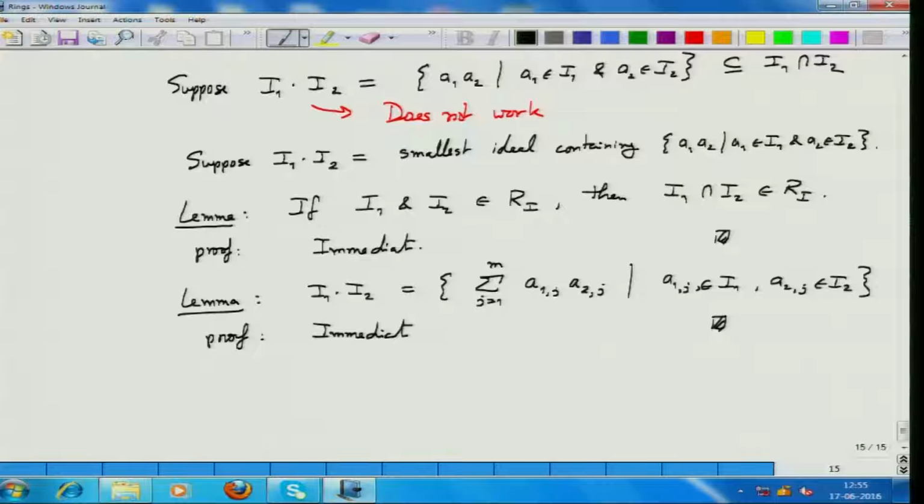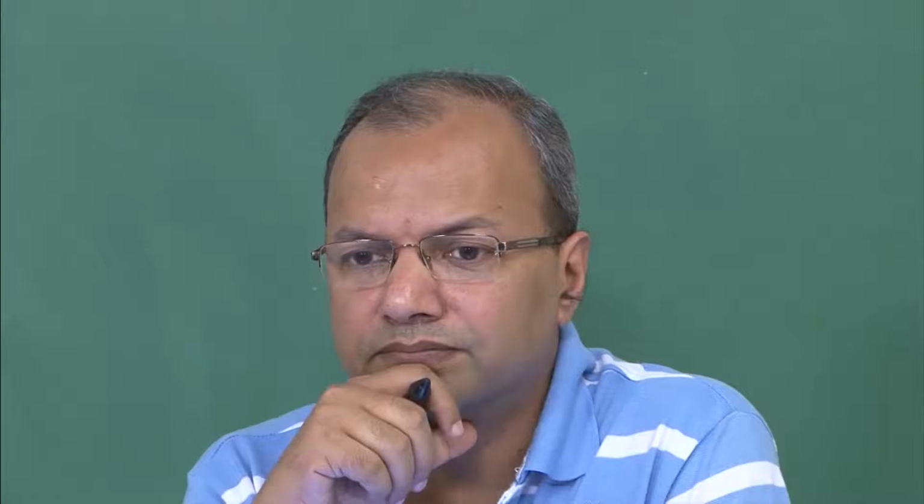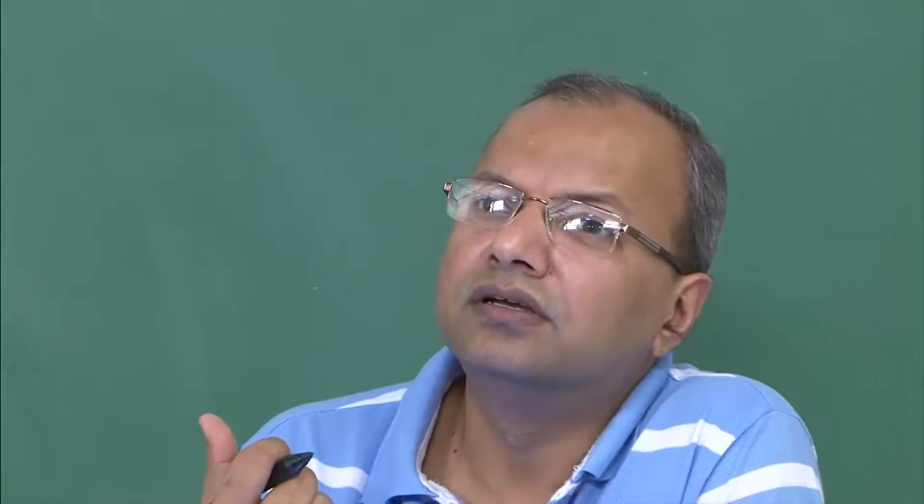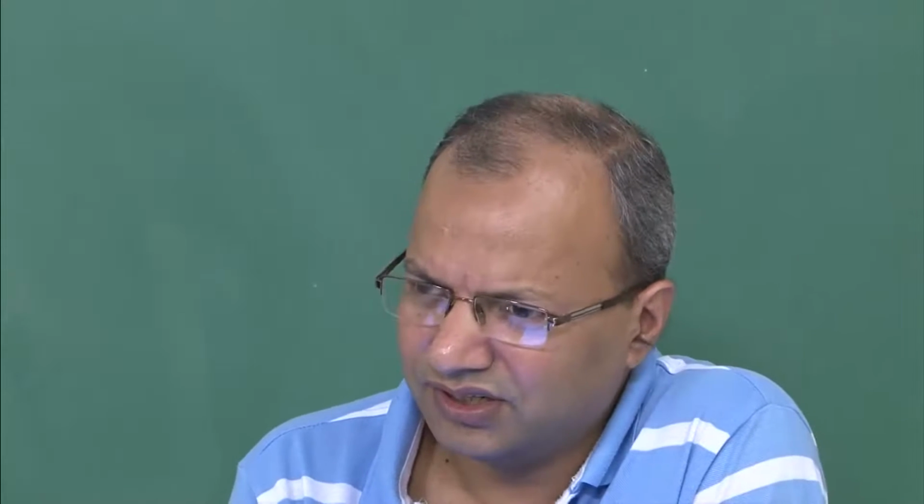So we now have the definition of multiplication of ideals. Now again we need to verify the properties of multiplication. Closure is already defined, commutativity is clear, associativity is clear. How about the identity? What is the identity here?